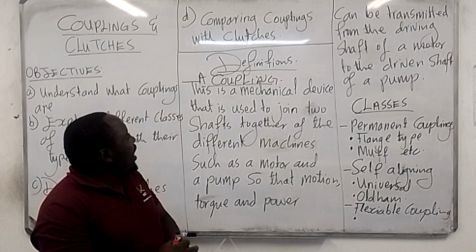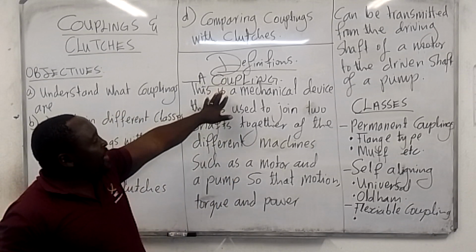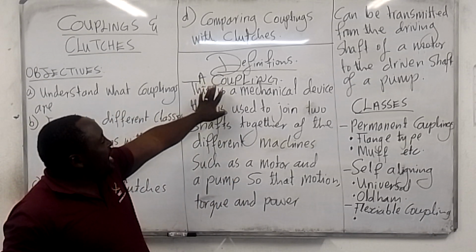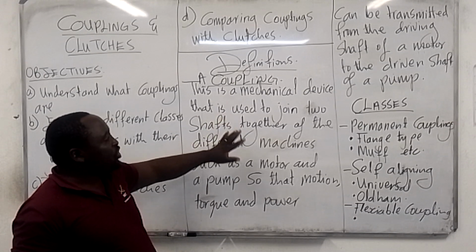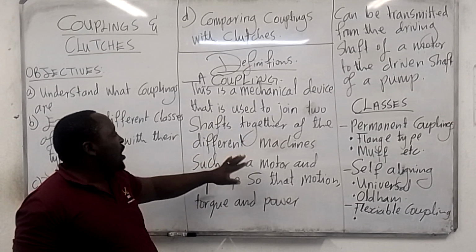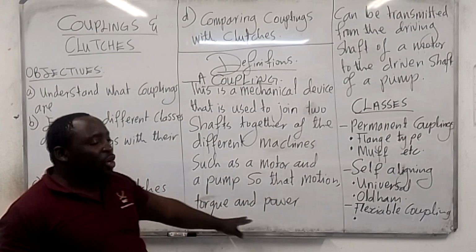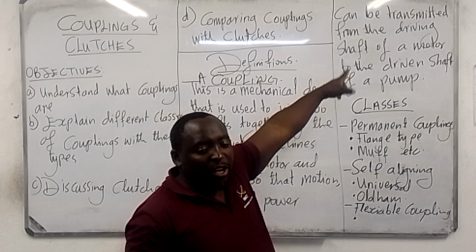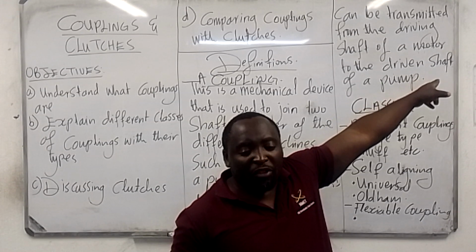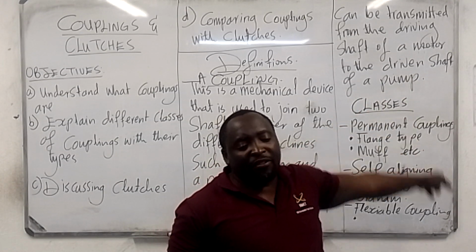Okay, so we have defined what is a coupling. We said a coupling is a mechanical device that is used to join two shafts together of the different machines such as motor, pump, so that motion, torque, power can be transmitted from the driven shaft of the motor to the driving shaft of the pump.